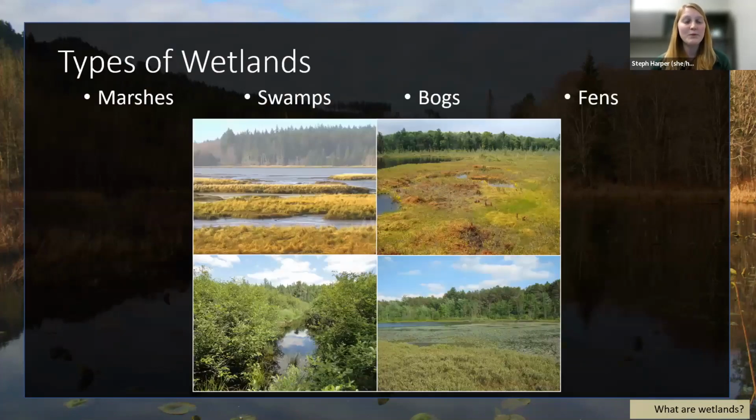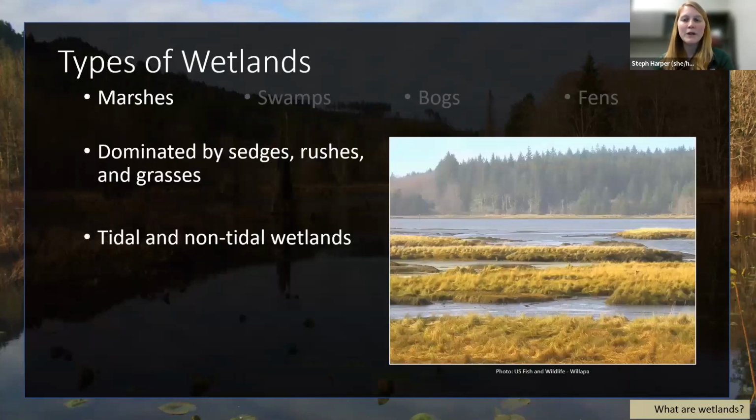So there are four types of wetlands that we kind of talk about: marshes, swamps, bogs, and fens. A lot of these are typically used interchangeably, but they are all different. And so we're just going to take a moment to kind of look at each of these different types of wetlands. So a marsh is dominated by sedges, rushes, and grasses.